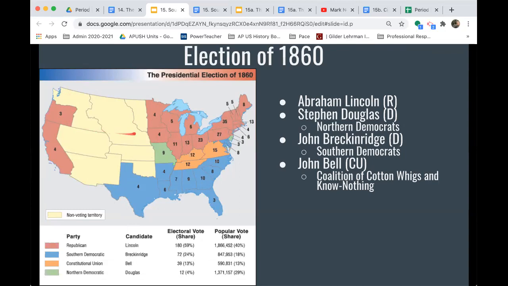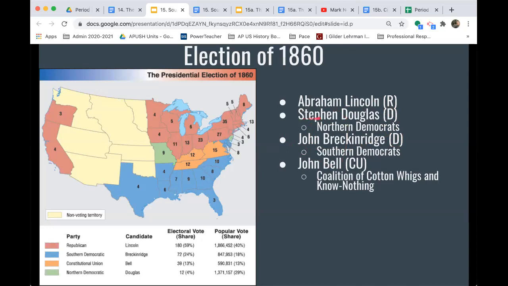But in the short term, they make no claim to desire to interfere with the institution of slavery in any of the southern states where slavery already exists. So that's the Republican Party. The Democrats have split into Northern and Southern Democrats. The Northern Democrats are going to nominate our old friend Stephen Douglas, he of Popular Sovereignty fame. And the Southern Democrats are going to nominate John C. Breckinridge. These two are going to differ Democrat-wise in terms of slavery in the territories.